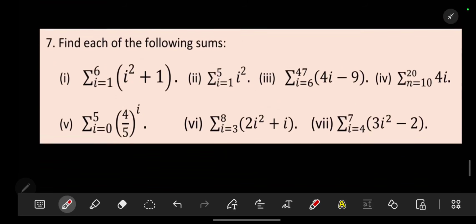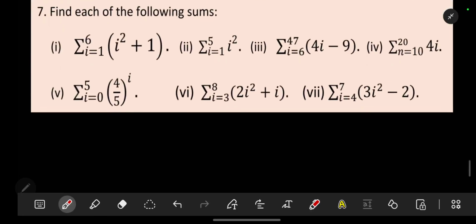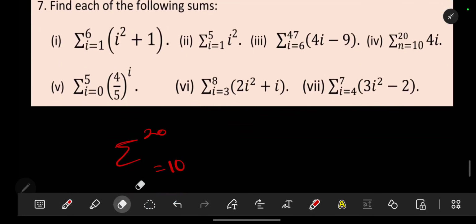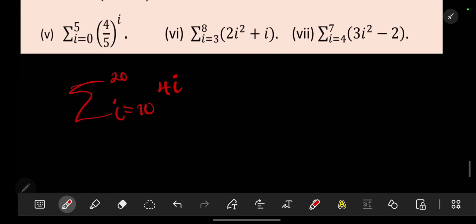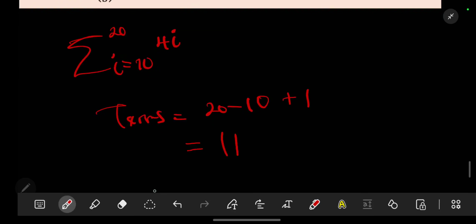So for our next problem, we have the summation from i equals 10. We are not supposed to have n there, but i, for the equation that says 4i. So same approach. What do we do? How many terms do we have? The terms that we have are 20 minus 10, which we add 1. So we have 11 terms.